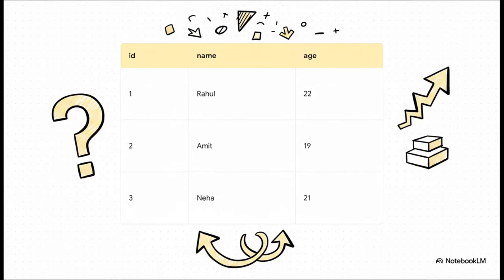So for our little playground today, we're going to be working with this simple students table. Just think of it as our messy spreadsheet. We've got 3 students, and right now they're not sorted by name or by age or by anything really. Let's go ahead and fix that.